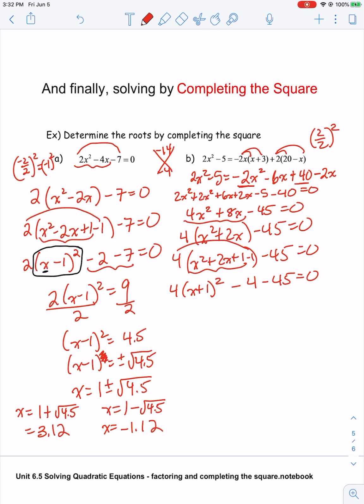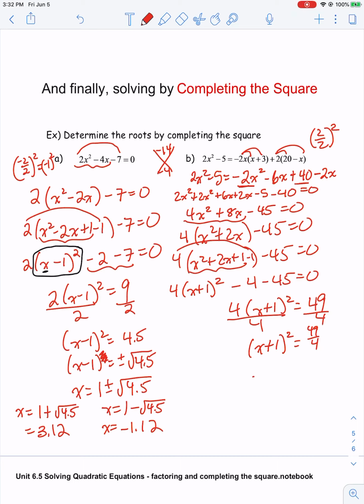Bring the 4 and the 45 over to one side. That's going to give you positive 49. Divide both sides by 4. 49 is a perfect square, and so is 4. So this is going to be x plus 1 squared equals 49 over 4.